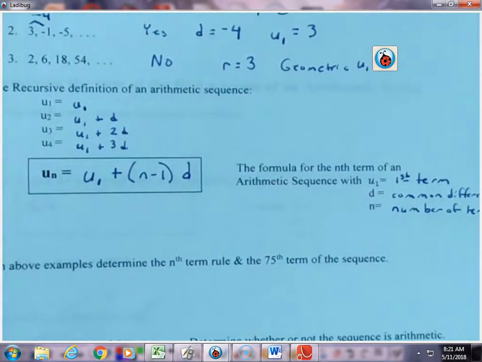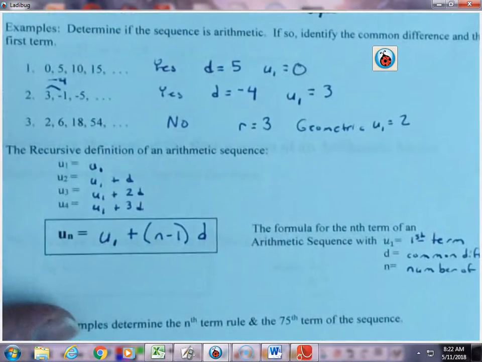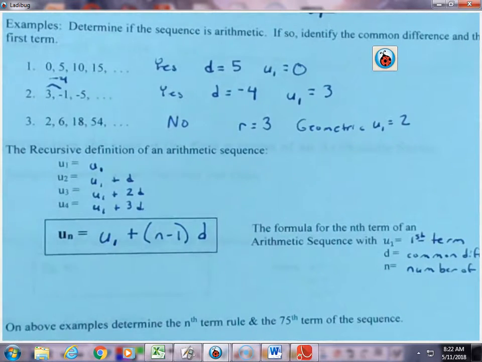Okay. So this says on the above examples, use the nth term rule. Determine the nth term rule and find the 75th term of the sequence. Because we have an explicit formula, it's really easy to find the 75th term. We're just going to do it for one of them. We can't do it for 3 because it's not arithmetic. You want to do it for number 1 or number 2.